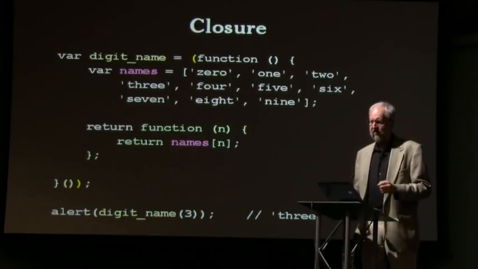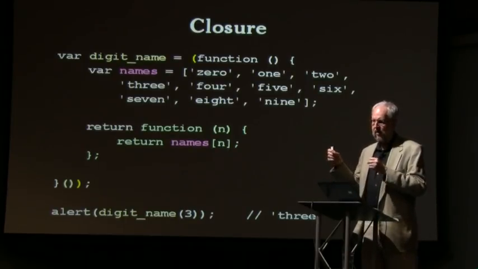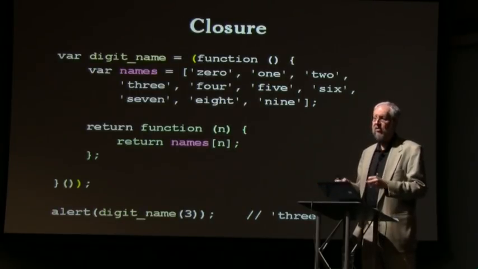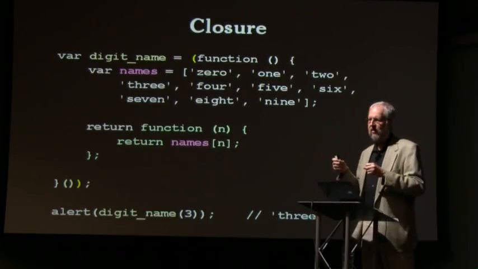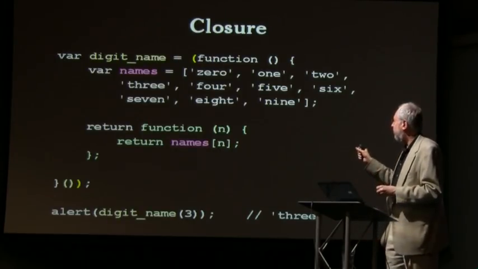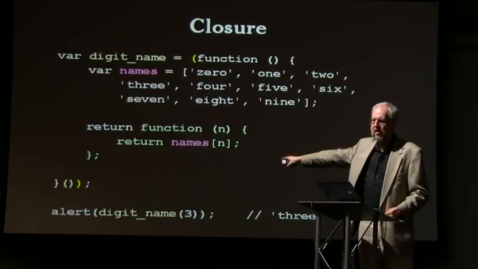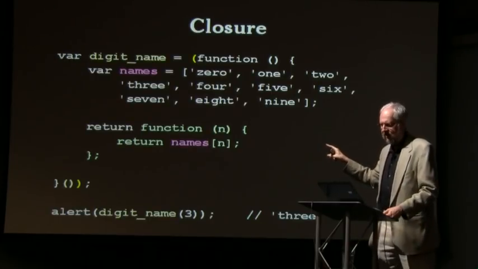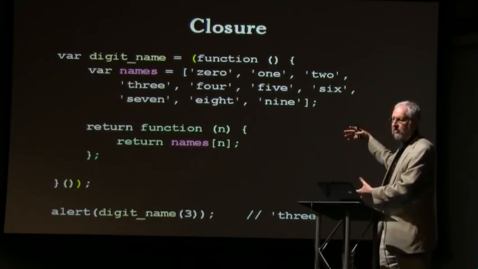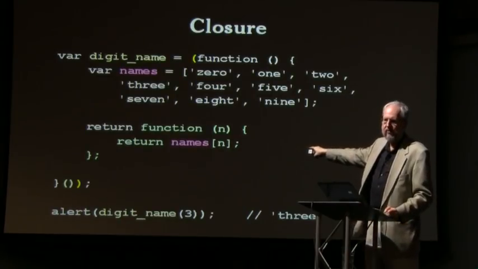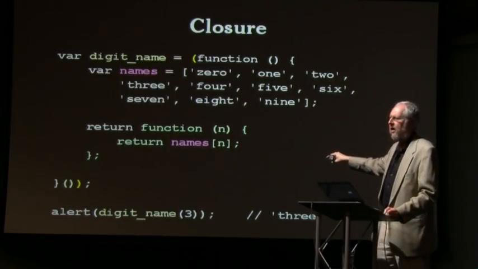So now I have a function, and it has a private names variable, and it returns a function. And the function it returns is assigned to digit name. The important thing is, notice at the bottom, we're invoking the function now. We're invoking the function immediately. So what I'm storing in digit name is not the whole function. It is the function that it returns. Okay? This is really important.